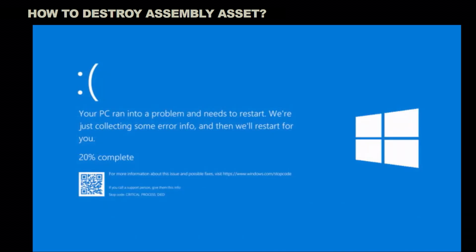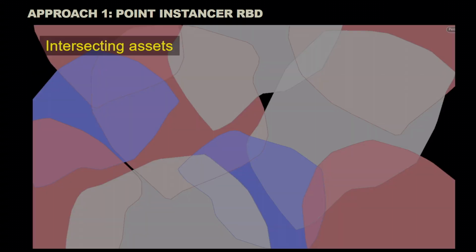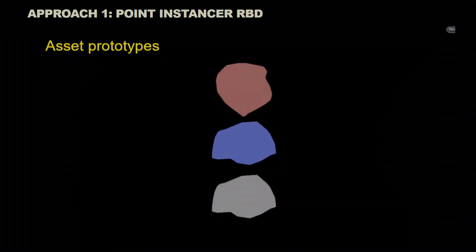And eventually this happens, yeah. Okay, so we have to rethink our approach to how to deal with this. I had this idea to pre-fracture my prototypes and then instance them back into place. The other approach was to try to somehow merge everything, maybe get a terabyte of RAM or something like that. So this instancer approach, these are the asset prototypes.